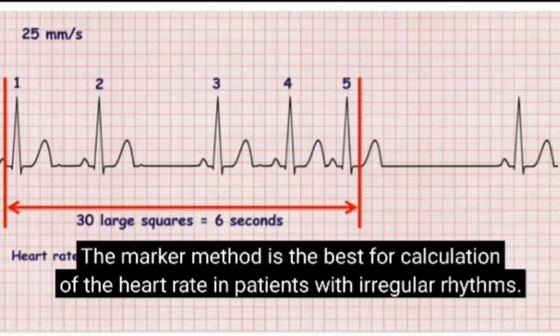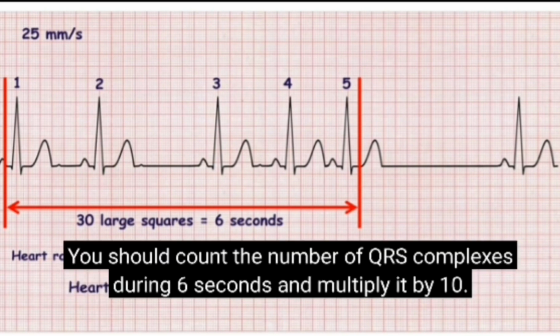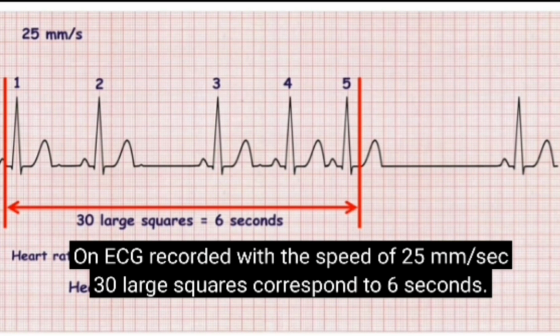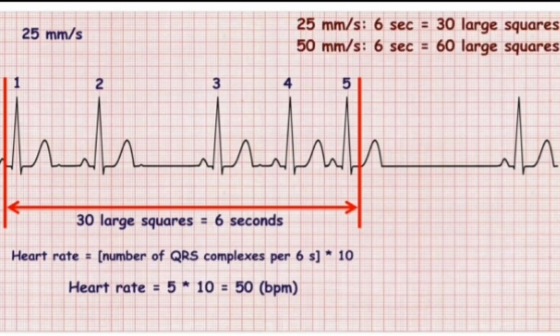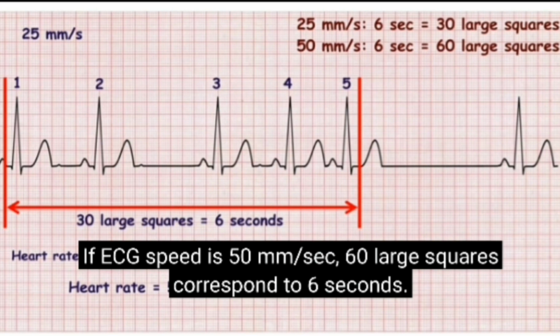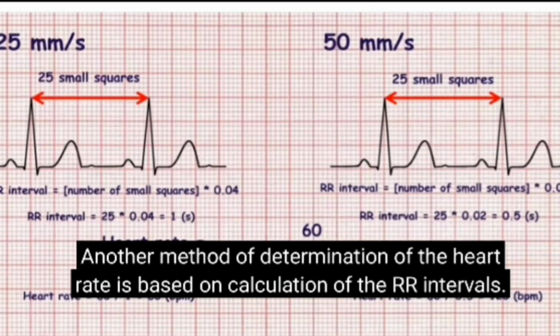Another method is the marker method, which is best for calculation of heart rate in patients with irregular rhythm. In this, we have to count the number of QRS complexes during 6 seconds and multiply it by 10. On an ECG recorded with a speed of 25, 30 large squares correspond to 6 seconds. So in 30 large squares, we have to count the number of QRS complexes. Here it is 5 QRS complexes, and we have to multiply that by 10.